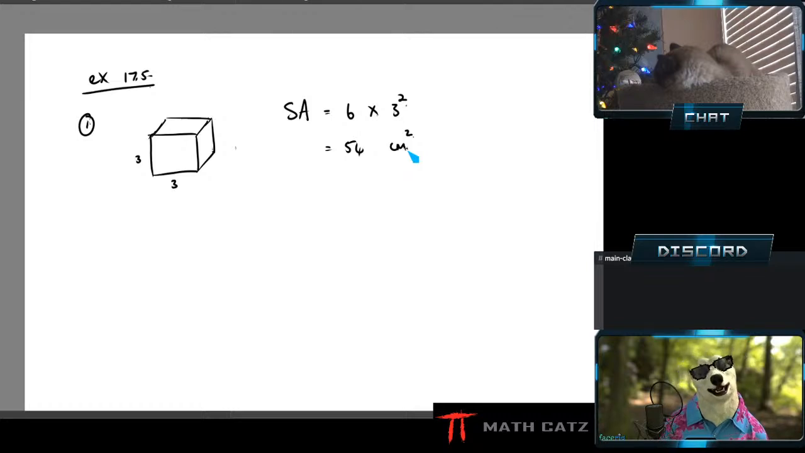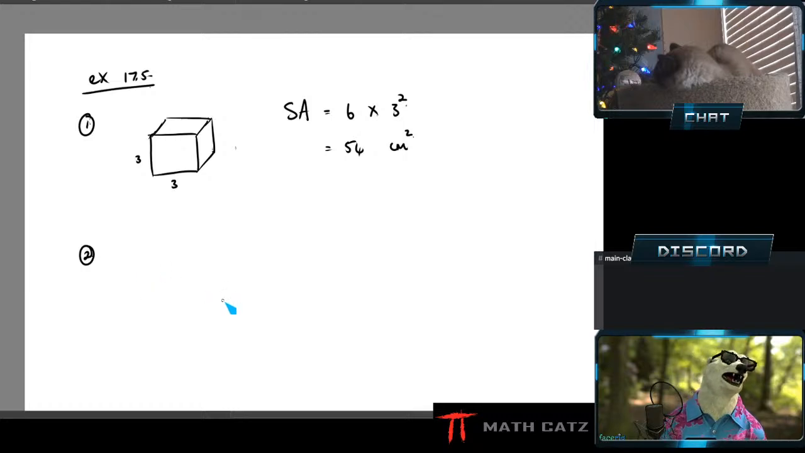Do check if the question wants you to write the units, because sometimes I want to check. Do you understand that surface area is unit squared? It's an area. Even though I am looking at a three-dimensional object, we're not doing volume in this question. We'll do that tomorrow. We are asking an area question. So by testing if you know the units, I am just verifying if you really understand what we're calculating here.